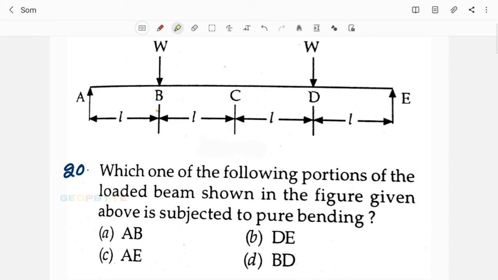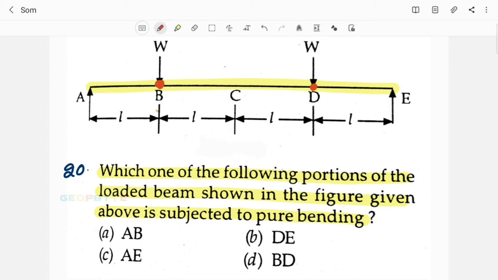Yes, read the problem. Which one of the following portions of the loaded beam shown in the figure given above is subjected to pure bending moment? The diagram is given like this. Look at the diagram given. At B, one load is given. At D, the same magnitude of load is given.